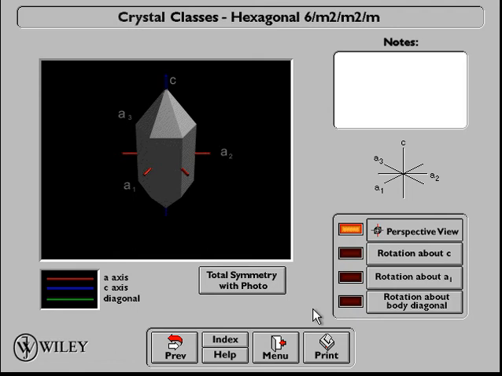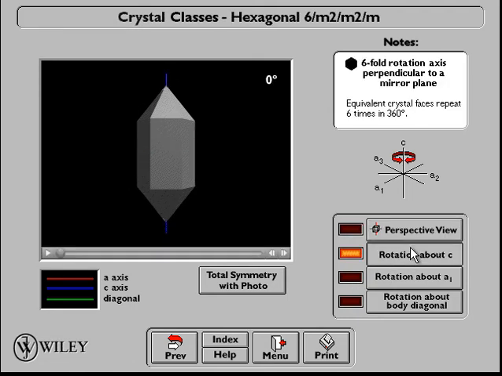So now we are making a rotation about C. So we have a six-fold rotation axis perpendicular to a mirror plane, equivalent crystal faces repeat 6 times in 360 degrees. 1 time, 2 times, 3 times, 4 times, 5 times, 6 times, yes?